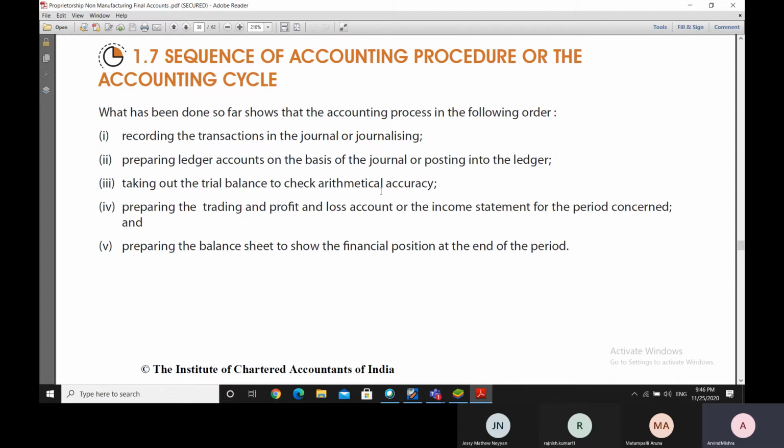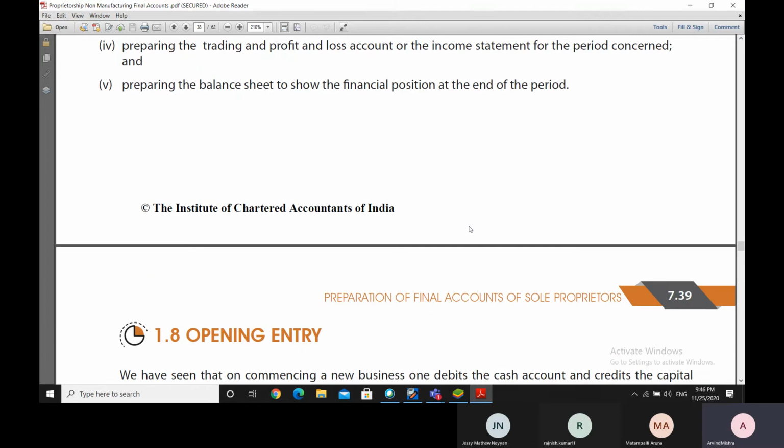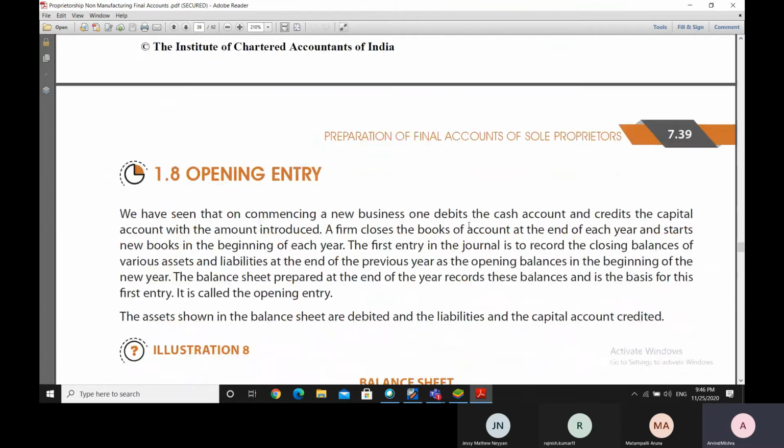So the trial balance is prepared to check for arithmetical accuracy, but we can't be 100% sure, because there may be many situations where the trial balance may tally, yet the accounts may not be accurate, as we have seen in various situations earlier. Finally, after preparing the trial balance, the trading and profit and loss account, or the income statement, for the period concerned is prepared. And after preparing the trading and profit and loss account, we prepare the balance sheet to show the final position at the end of the period.